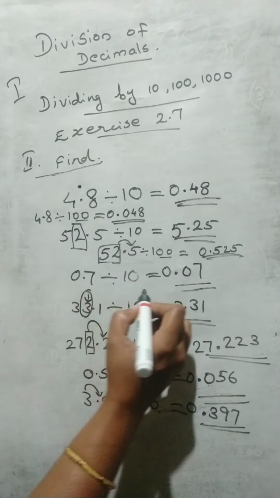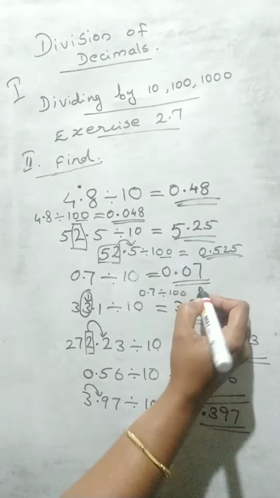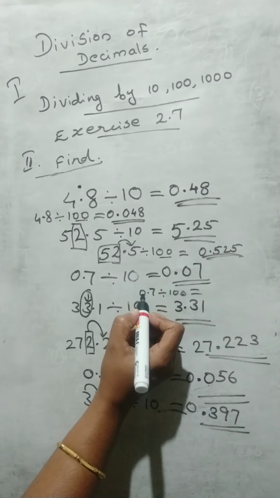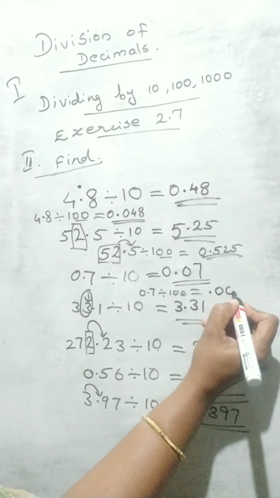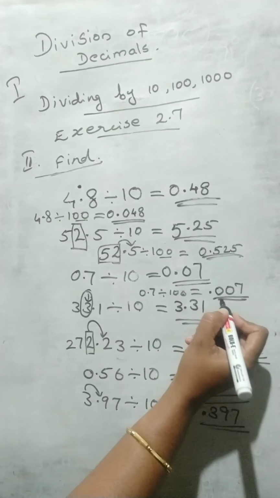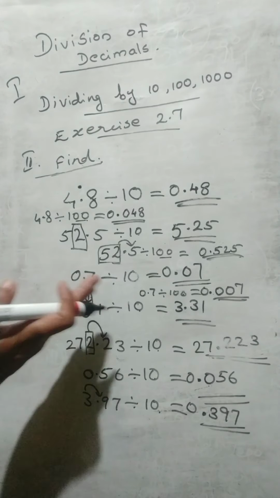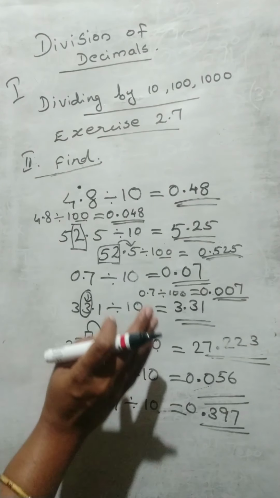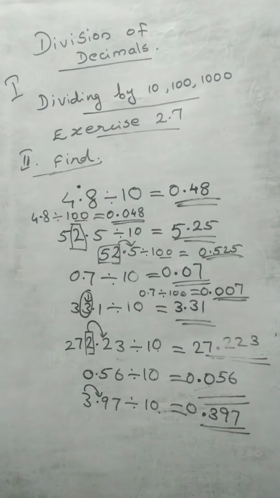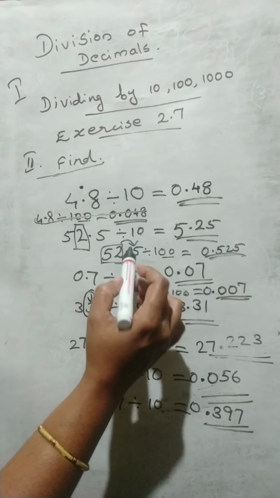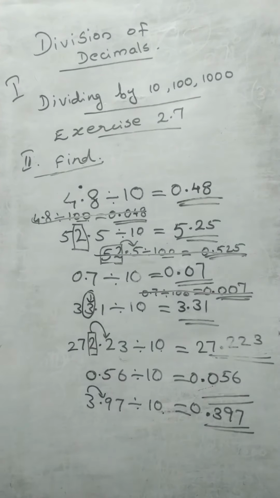Next, 0.7 divided by 100. Then 2 zeros, but here there are no digits. So anyway we have to keep 2 zeros itself, then write that number. 0.007 is the answer. Now you got it? If it is 1000, we have to count 3 digits. Okay. And these questions are not there in group 2, that is dividing by 10 only. Okay.